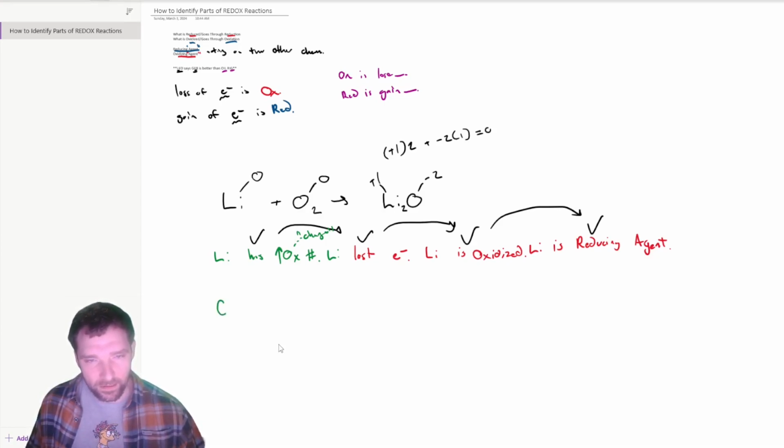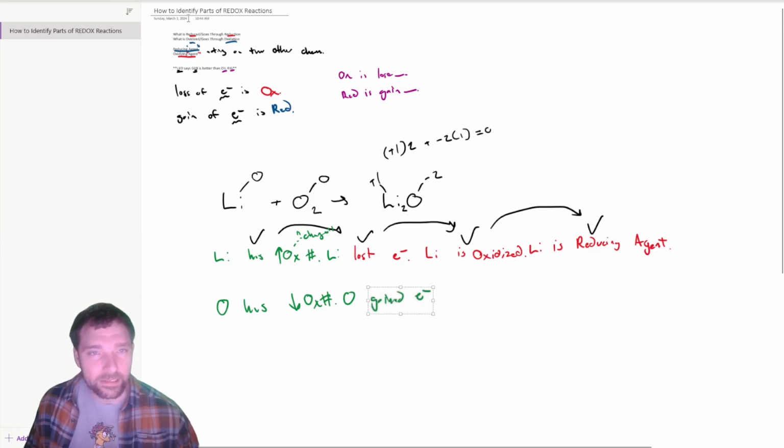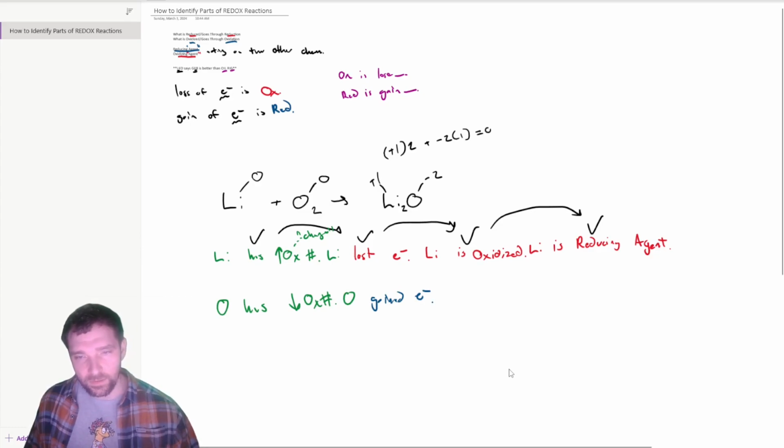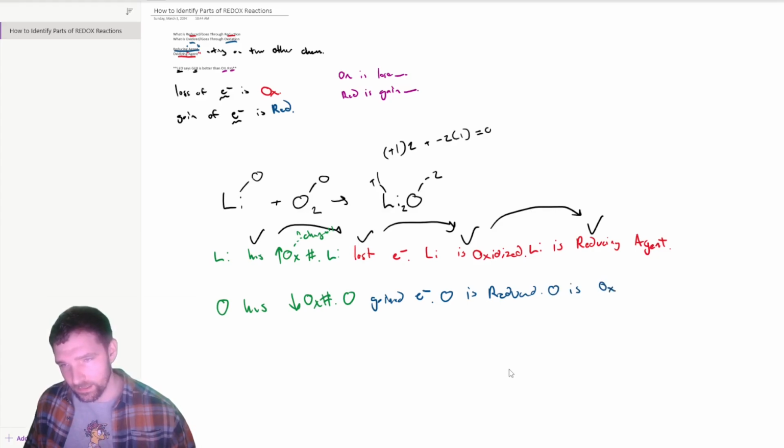We can say oxygen has a decrease in the oxidation number. So oxygen has gained electrons. And that gaining of electrons is our reduction. So we've got reduction happening here. And then we can say O is reduced. O is the oxidizing agent.